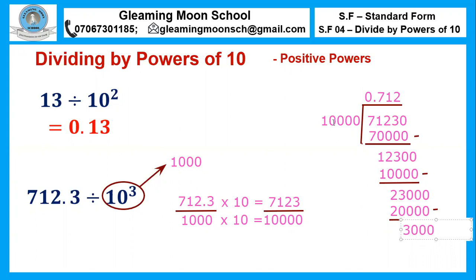Okay, then we begin our round of division again. 10,000 cannot go into 3,000, so we add 0 at the top to make it 30,000. So 10,000 divide 30,000 is going to give you what? 3. And 3 times 10,000 would give you 30,000.